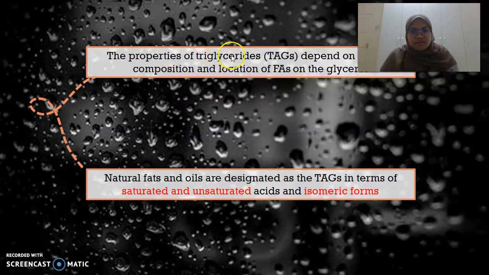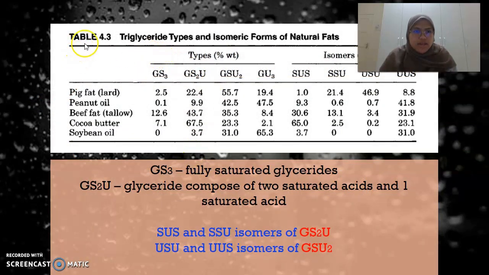Next, the properties of triglycerides (TAGs) depend on the fatty acid composition and the location of the fatty acids on the glycerol. Natural fats and oils are designated as TAGs in terms of saturated and unsaturated acids and isomeric form. For example, table 4.3 illustrates the triglyceride types and isomeric forms of some natural fats.